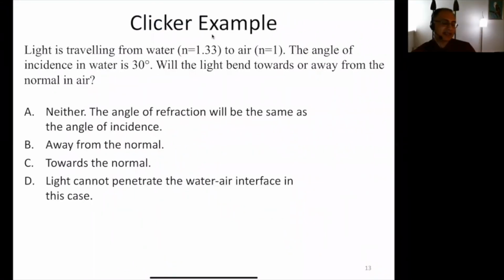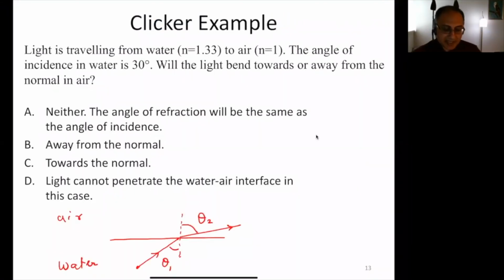All right, let's try this question. The question is asking whether it's bending away from the normal or towards the normal. All that means is, is the angle theta 2 greater than the original angle of 30 degrees? Or is it less than the original angle of 30 degrees? Because if it's greater, then it's going to bend away from the normal. And if it's less, then it's going to bend towards the normal. So we just need to figure out the relationship between theta 1 and theta 2, right? Greater than theta 1 would mean away from the normal. Less than theta 1 would mean towards the normal.